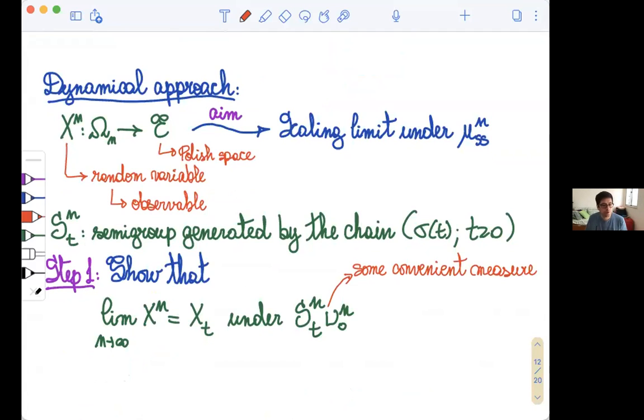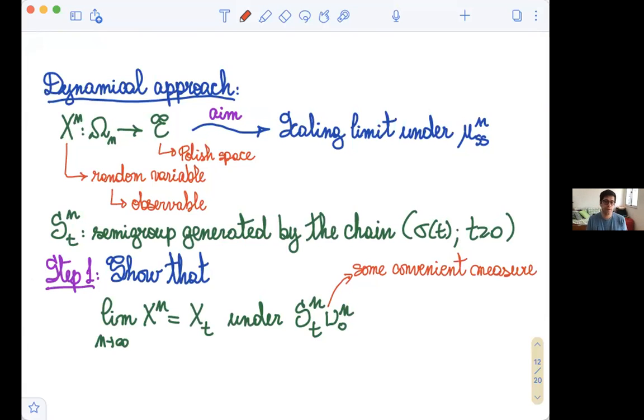Okay, so let me explain now what I sometimes call the dynamical approach. We have this non-reversible Markov chain, which is irreducible and therefore has a unique stationary state mu SSN. But we don't have any information about it. So how do we actually identify it? How do we obtain information about the stationary state mu?